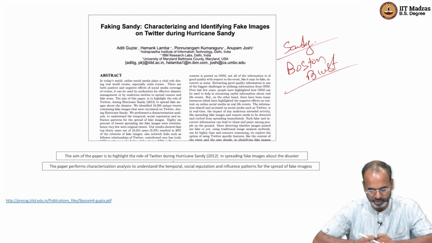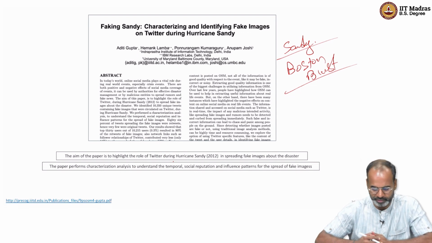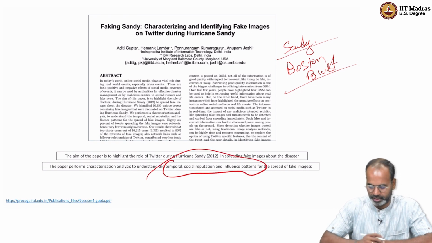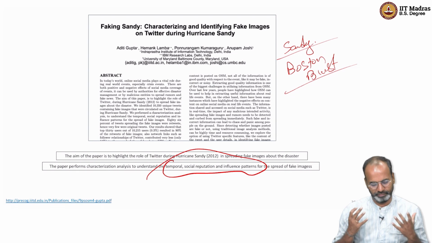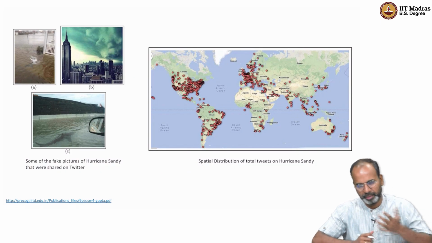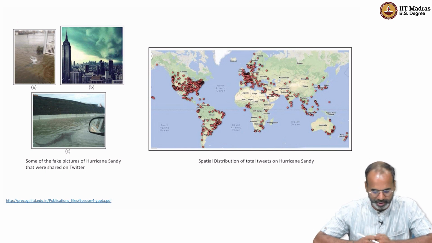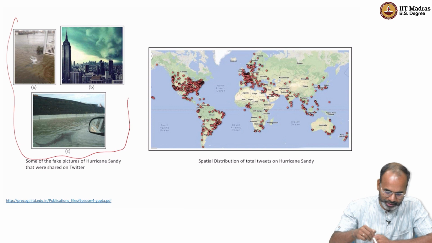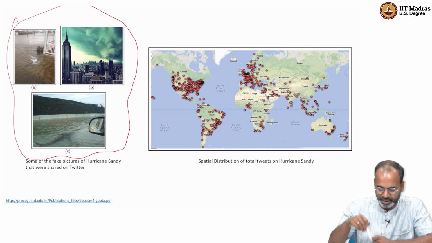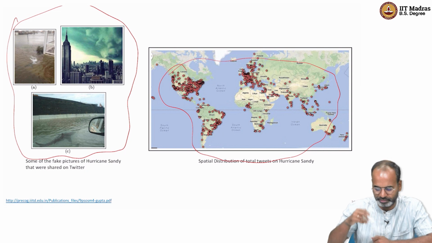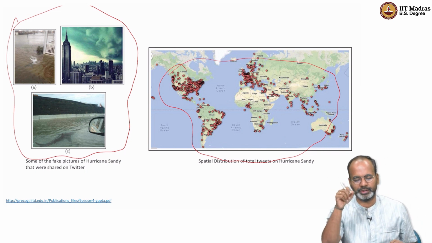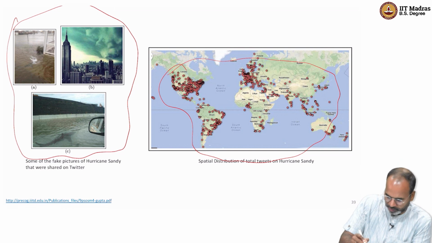The aim of the paper is to highlight the role of Twitter during Hurricane Sandy in spreading fake news. The paper performs a characterization analysis of temporal, social, and influence patterns for the spread of images, right? So it is characterization. A couple of things that came out of this work are probably very interesting, which is we got access to these kinds of images which are not real at all, and using location-based content, which is your geotagged tweets in this case.